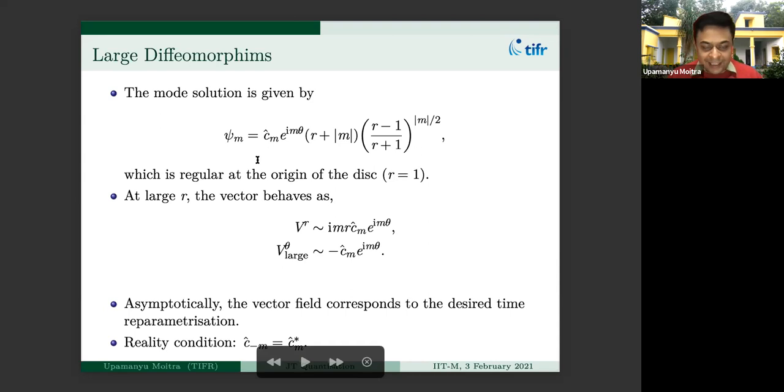And the reality condition actually tells us that this coefficient C_m and C_minus m are complex conjugates of one another.